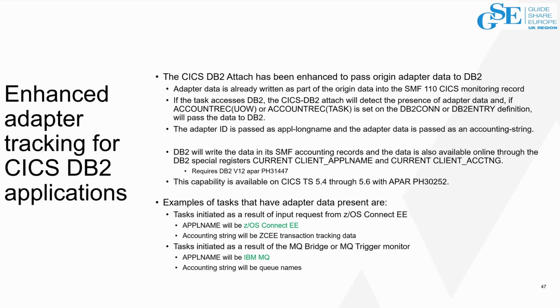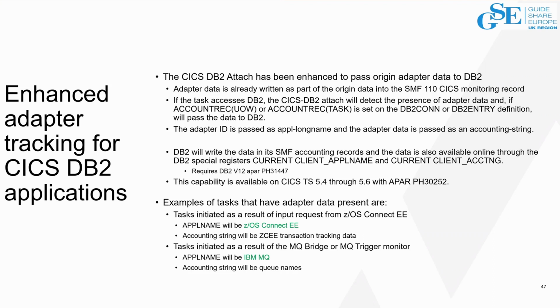The second enhancement in the area of CICS DB2 applications was the ability to pass what's called origin data to DB2. We had a particular customer who wanted to audit security settings, and they were doing that by looking at the SMF data offline, but they needed the capability to do it online as well.